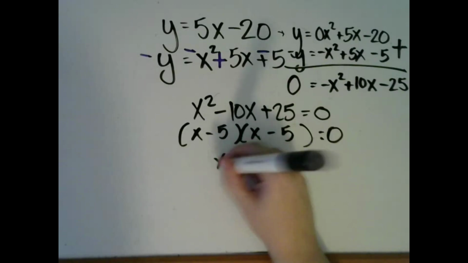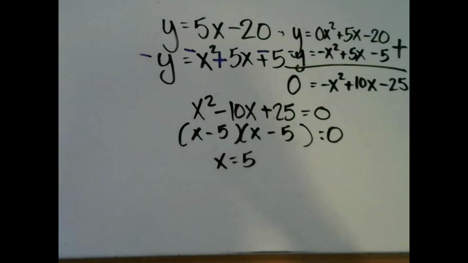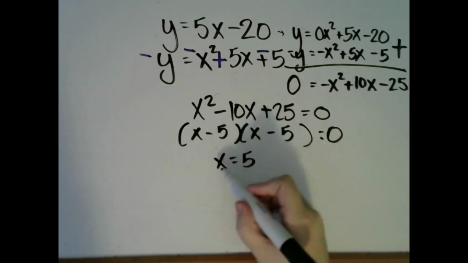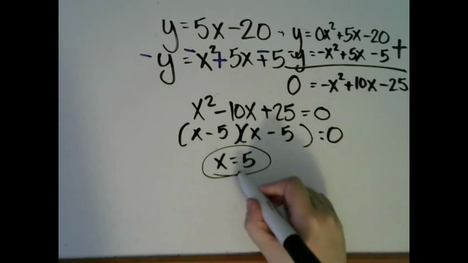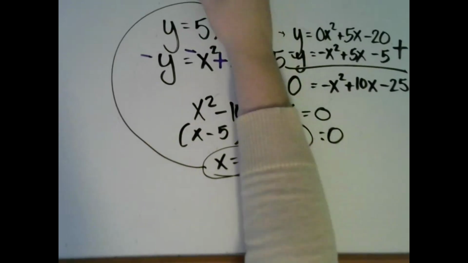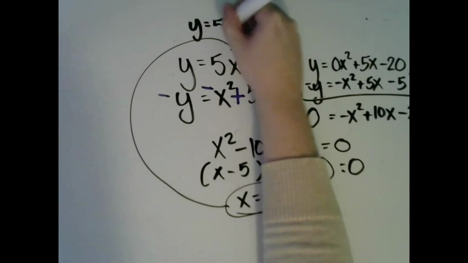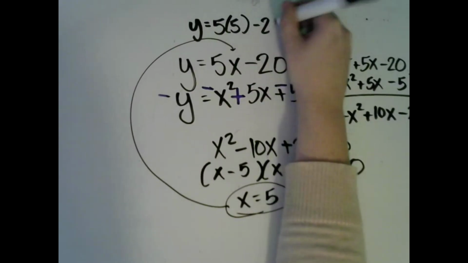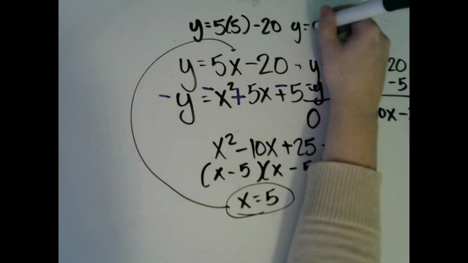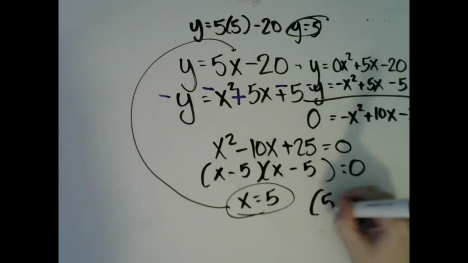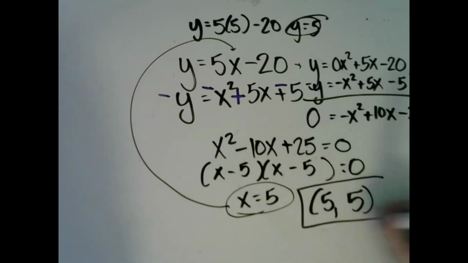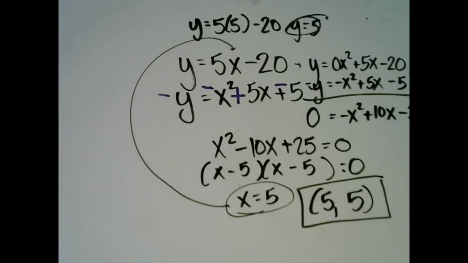And that gives me the same solution with a multiplicity of 2, which means I really only have one solution to this system of equations. And that solution has an x of 5 and a y of 5. Final answer is the ordered pair 5, 5. Let's try the elimination method one more time.